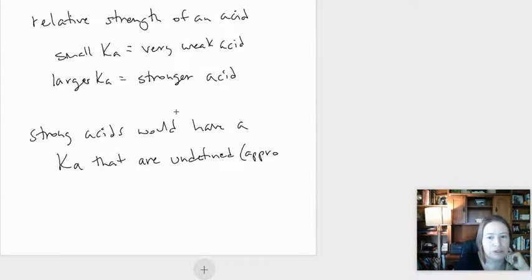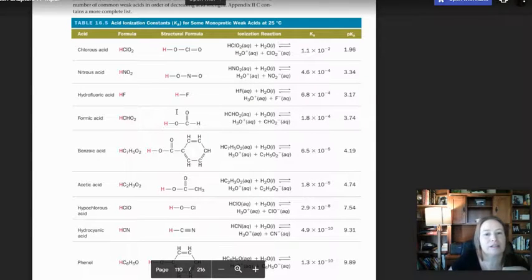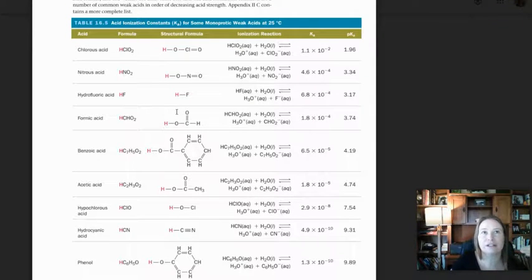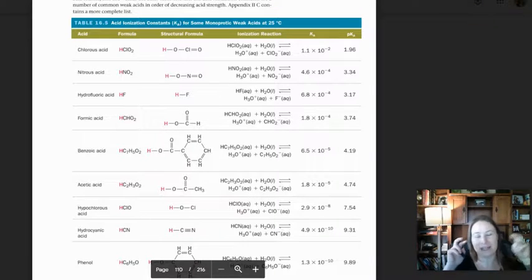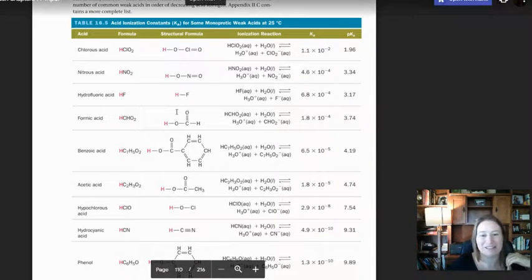They approach infinity. Those of you in calculus, that makes more sense to you, but just know you cannot divide by 0. So that's why you can't really have a Ka value for those strong acids, and that's why you won't see them on the chart over here. These are all weak acids, so you're just comparing different weak acids. Of the weak acids, chlorous acid is the strongest, and phenol would be the weakest. We will discuss this more tomorrow.